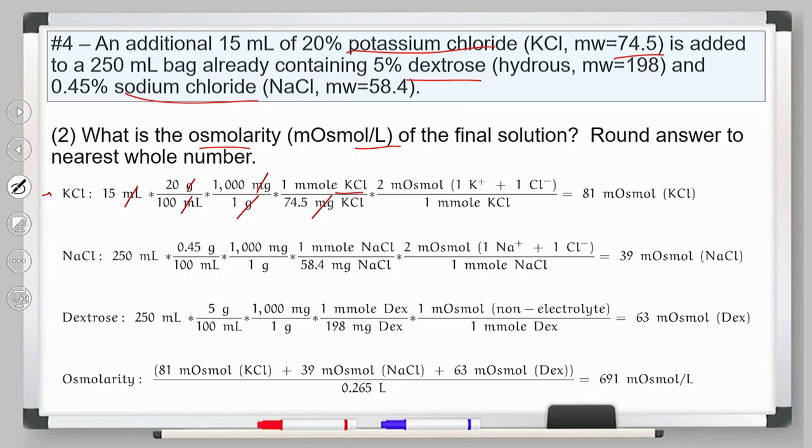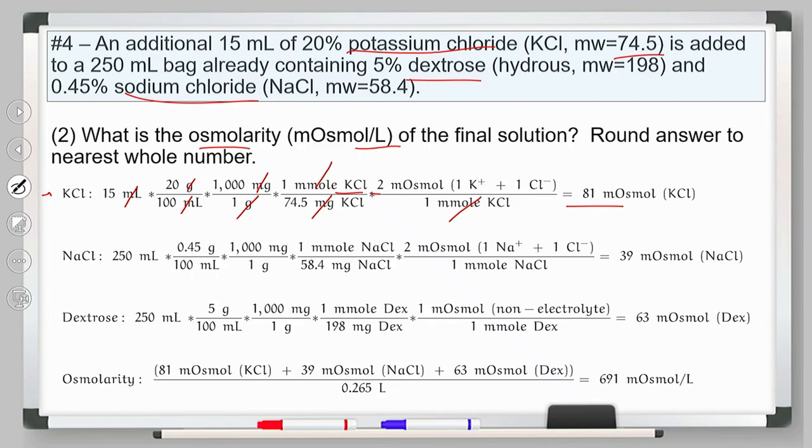So what happens when potassium chloride dissociates? How many particles do I get? I get 1 potassium and 1 chloride. How many is that total? 2. So I'm going to multiply by 2. I get 2 particles in the sense of milliosmoles, 2 of those for every 1 molecule of potassium chloride. So that's where I got the 81 from.